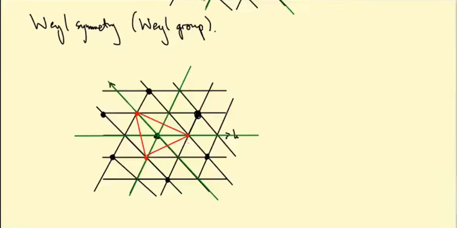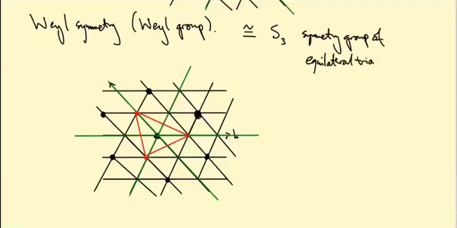So in this case, we can see what the group is. The group is isomorphic to the symmetric group on three elements. In other words, the symmetry group of an equilateral triangle. That has six elements, right? There are three reflections and also three rotations that we get by combining the reflections.